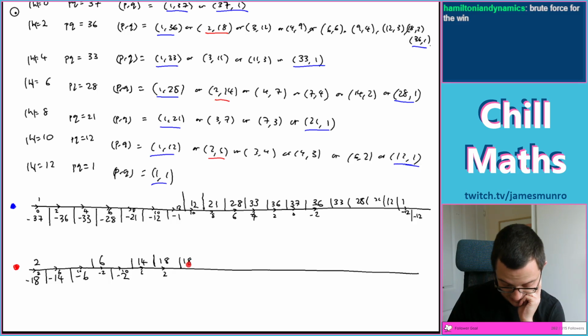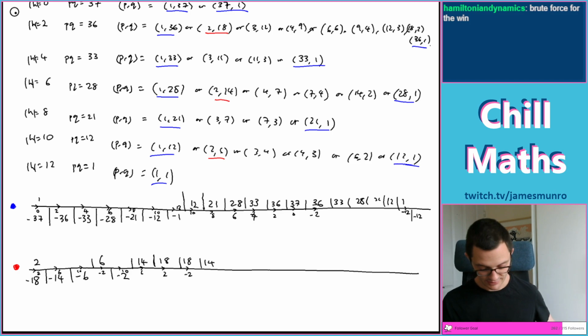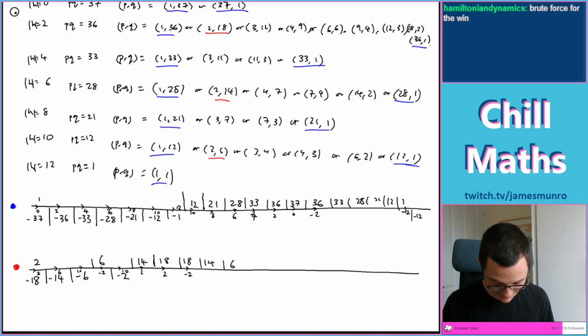18 and 16 brings me down to 14. Okay, so I think this one goes back again after not that long. Brute force, yes, Hamiltonian dynamics, that's right, we're brute forcing things. Yes, you too can join the brute forcing crew, because I think it's now going to do this. -6, and then there's a 2 here, and then I guess -14, and then -18 again.